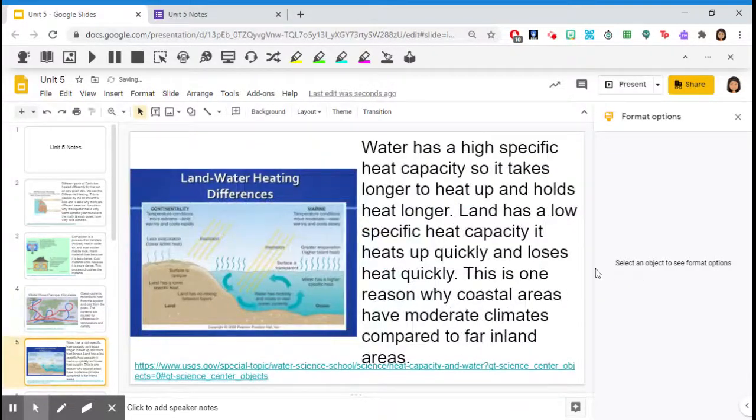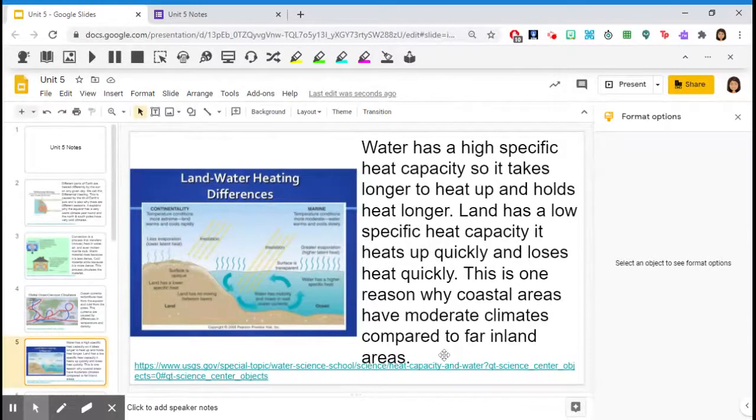Our fourth concept is the specific heat capacity of land versus the specific heat capacity of water and what that means. So, water has a high specific heat capacity. So, it takes longer to heat up and it holds heat longer. Land has a low specific heat capacity. It heats up quickly and loses heat quickly. This is one reason why coastal areas have moderate climates compared to far inland areas.